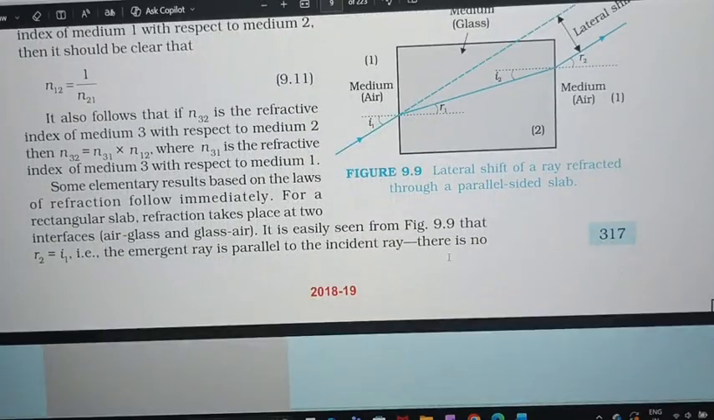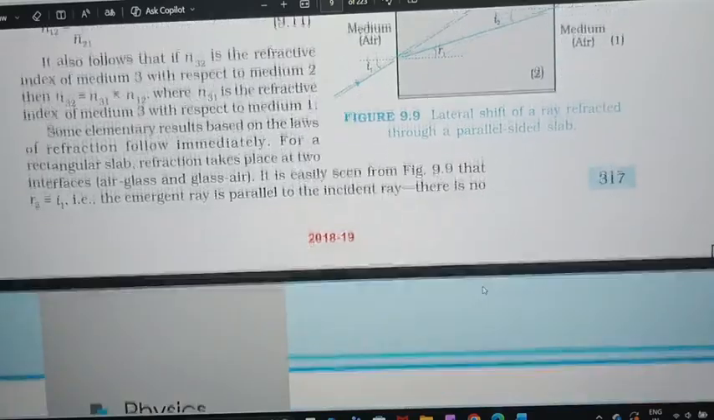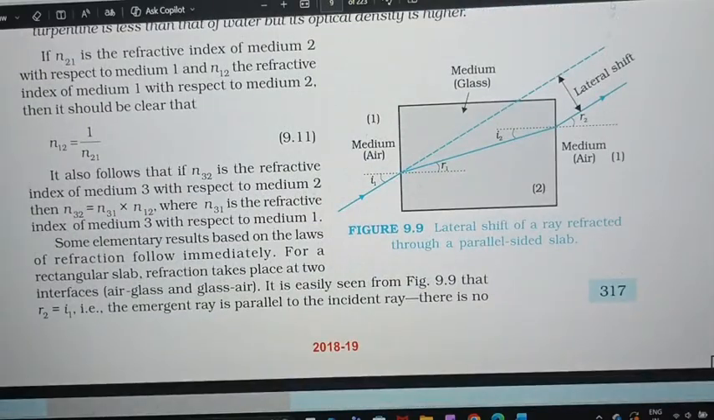And the emergent ray, this refracted ray, whatever is there, this is the emergent ray, that will be parallel to the incident ray. There is no deviation, they are exactly parallel. It's not deviating in another direction. Only thing is that there is this displacement there.